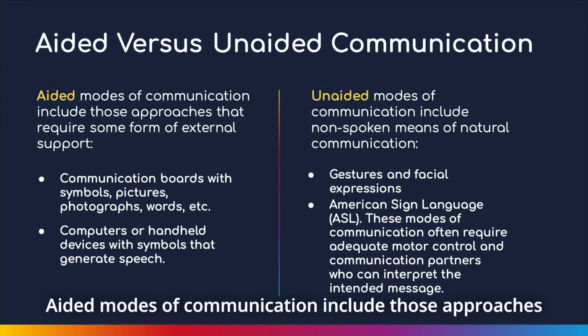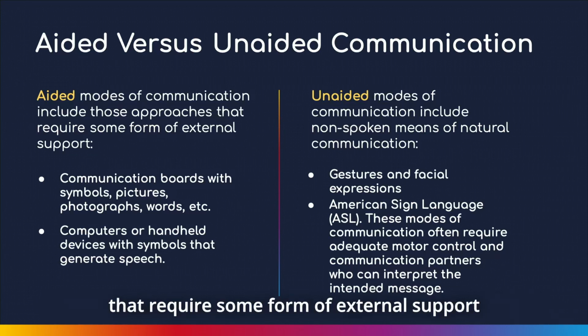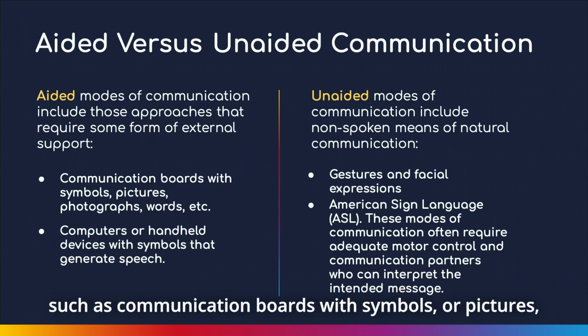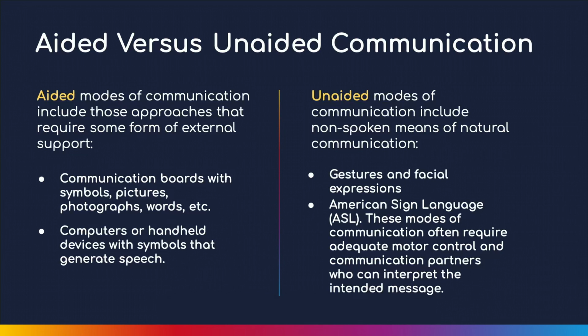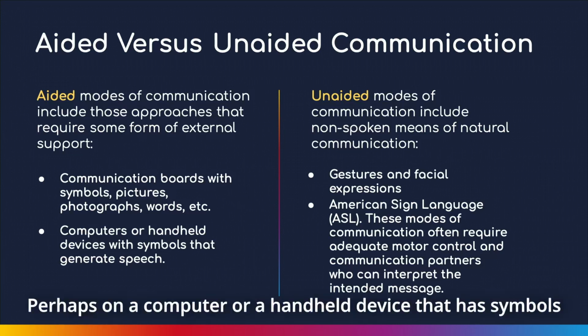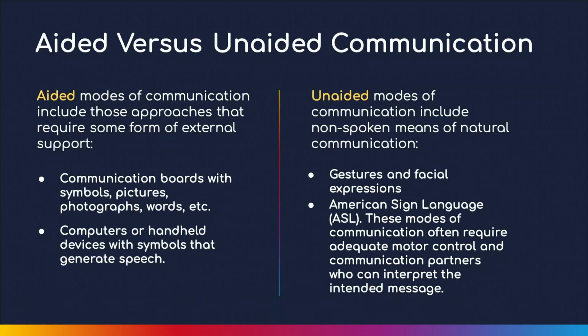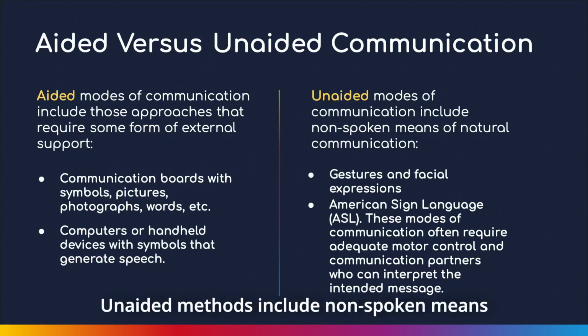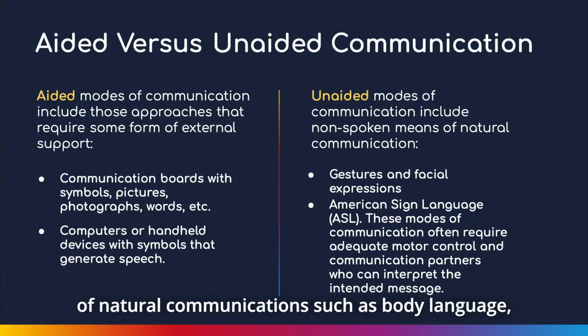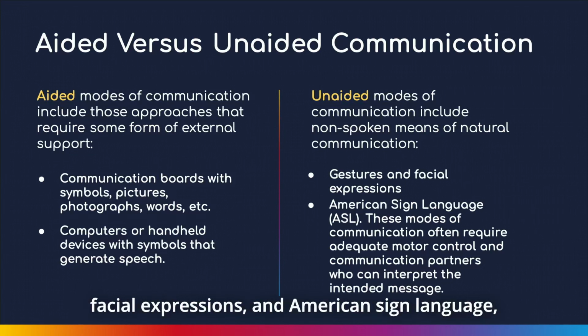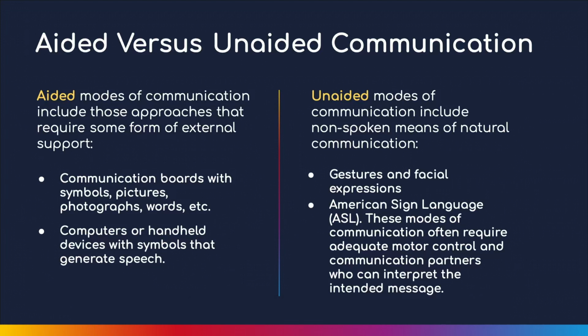Aided modes of communication include those approaches that require some form of external support, such as communication boards with symbols or pictures, photographs, words, etc. Perhaps on a computer or a handheld device that has symbols and that generates speech. Unaided methods include non-spoken means of natural communication, such as body language, facial expressions, and American Sign Language, otherwise known as ASL.